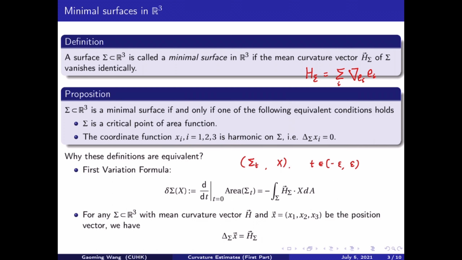The second one is sigma is minimal if and only if the coordinate function is harmonic on the surface. Note that the Laplace operator here is the Laplace-Beltrami operator on the surface. This is because we can compute the mean curvature vector by taking the Laplacian of the position vector. So we can see that the mean curvature vector H_sigma vanishes if and only if the coordinate function is harmonic.